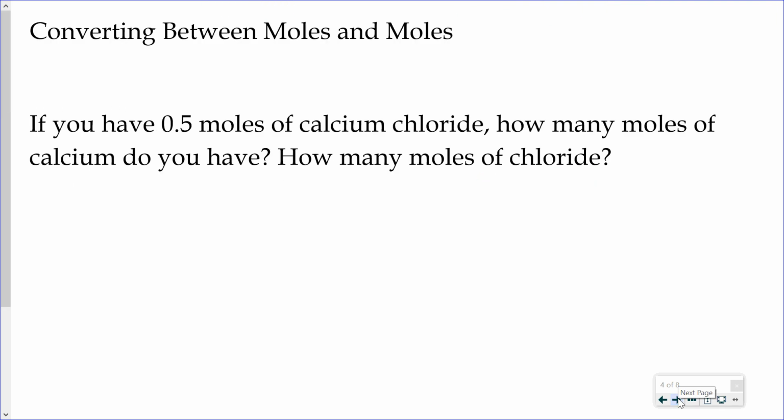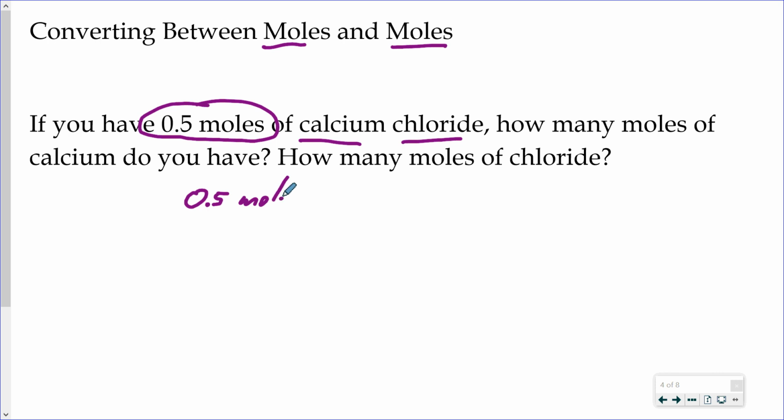So converting between moles and moles, going from moles in one molecule to moles in another molecule, or in this case here, just figuring out the number of moles in the components that are making up calcium chloride, when you're given the number of moles in calcium chloride itself. So this is very similar to what I just did with the water. So we have this 0.5 moles, just to rewrite it again, of CaCl2. That is our calcium chloride.